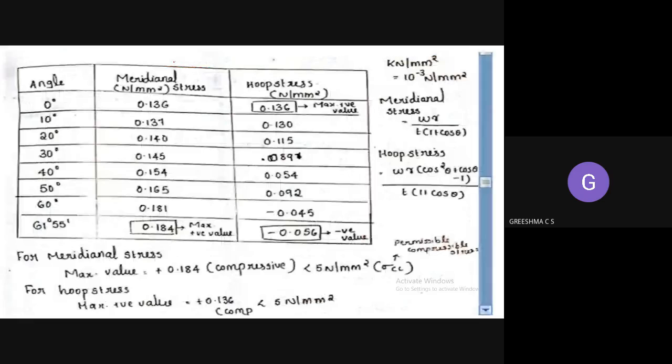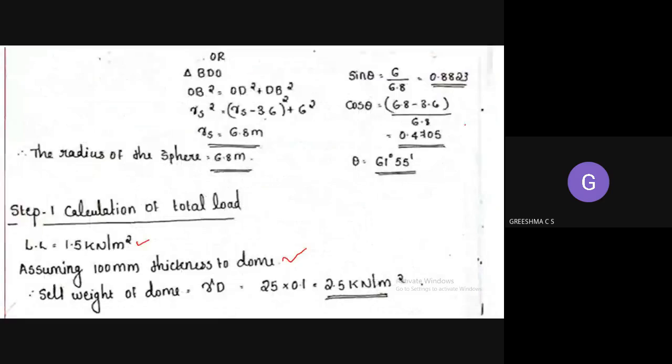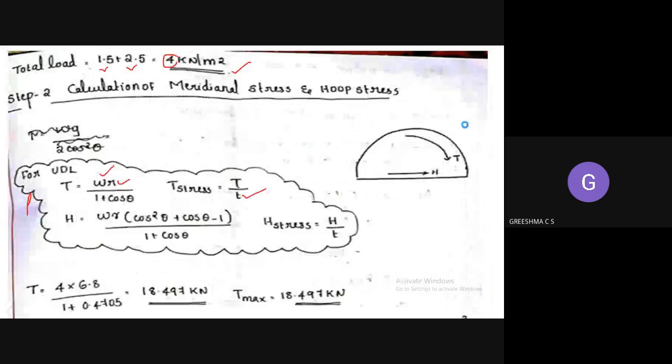Okay, moving on to the next. Next is you have to find out hoop stress. But you can see there is a table over here. Angle theta. So this angle is theta. നമുക്ക് കിട്ടിയ തീറ്റ എത്രയാ? What we have got is 61 degree 55 minutes. So the angle of the dome that we got is 61 degree 55 minutes.